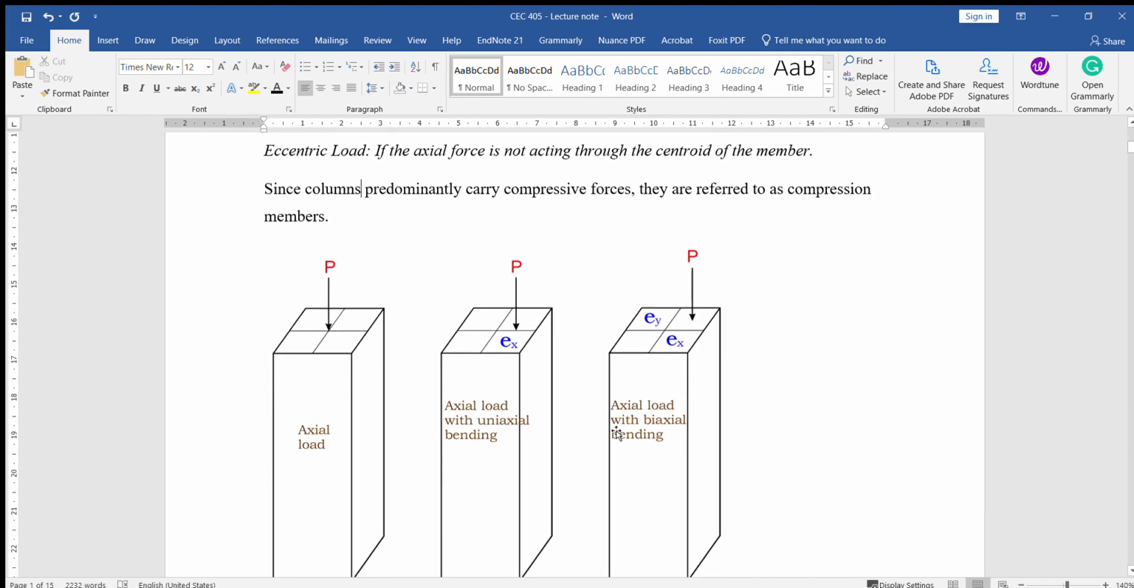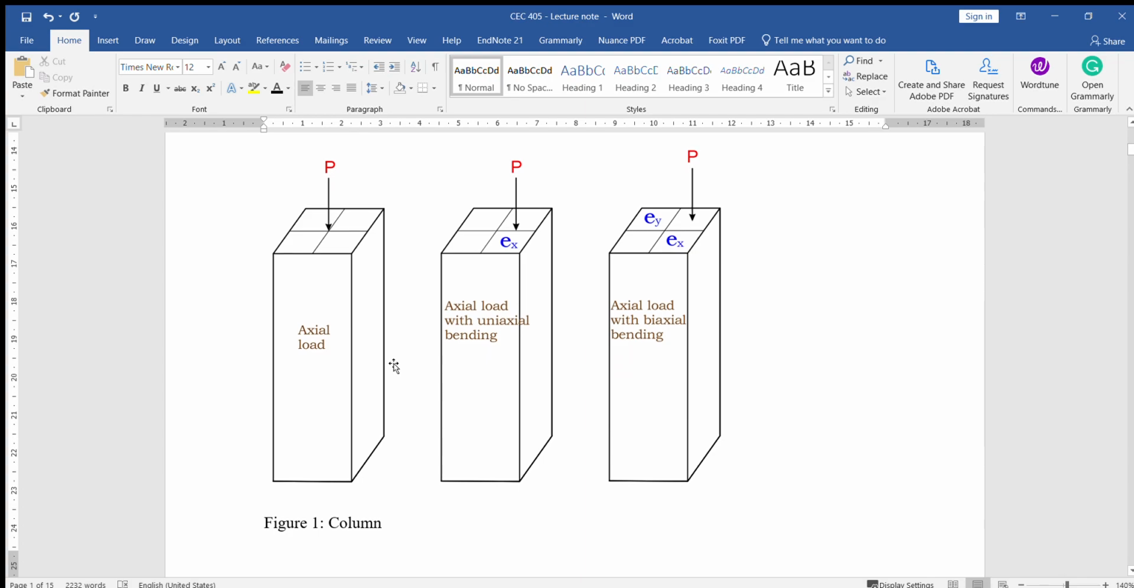Now look at what we have here. We have this column in figure 1. You can see we have axial load. This axial load P is acting at the centroid here. Now when it's acting at the centroid, it means the column is axially loaded. However, it is possible for it to be uniaxially loaded. That is, it's going to experience bending in one direction, maybe X or Y direction.